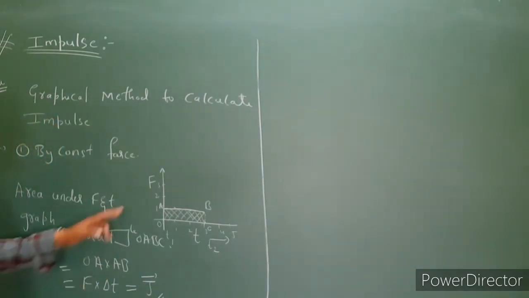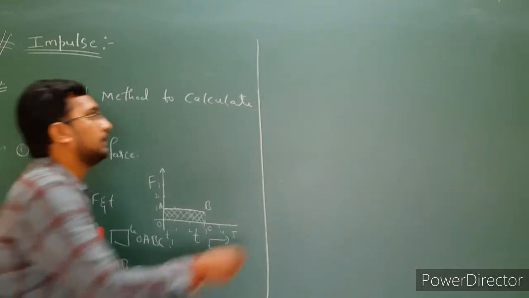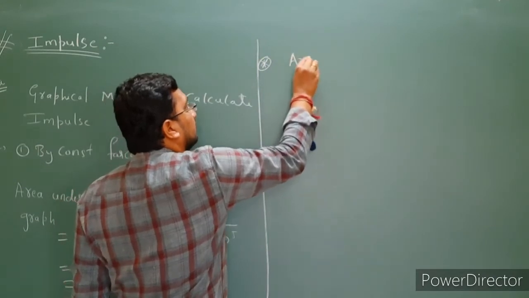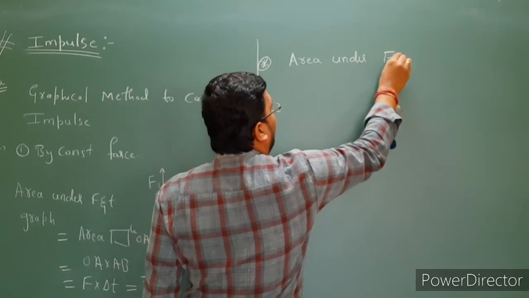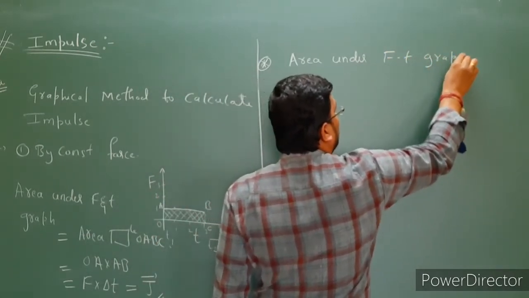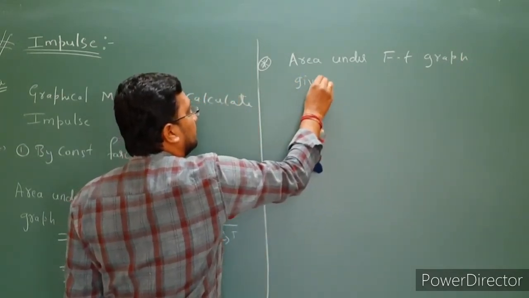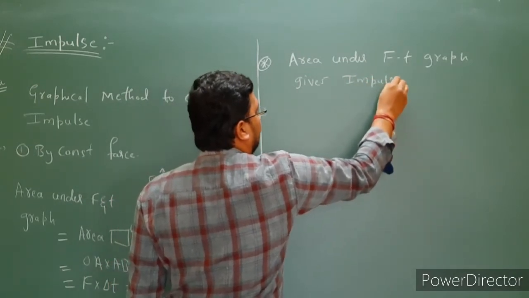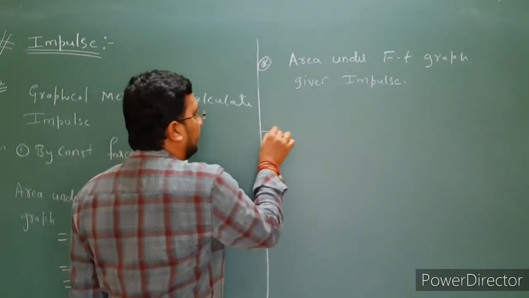Okay, see here. The area under the force and time graph gives the impulse. So the important point here is the area under the force time graph gives impulse. Okay, and the next one is by variable force.